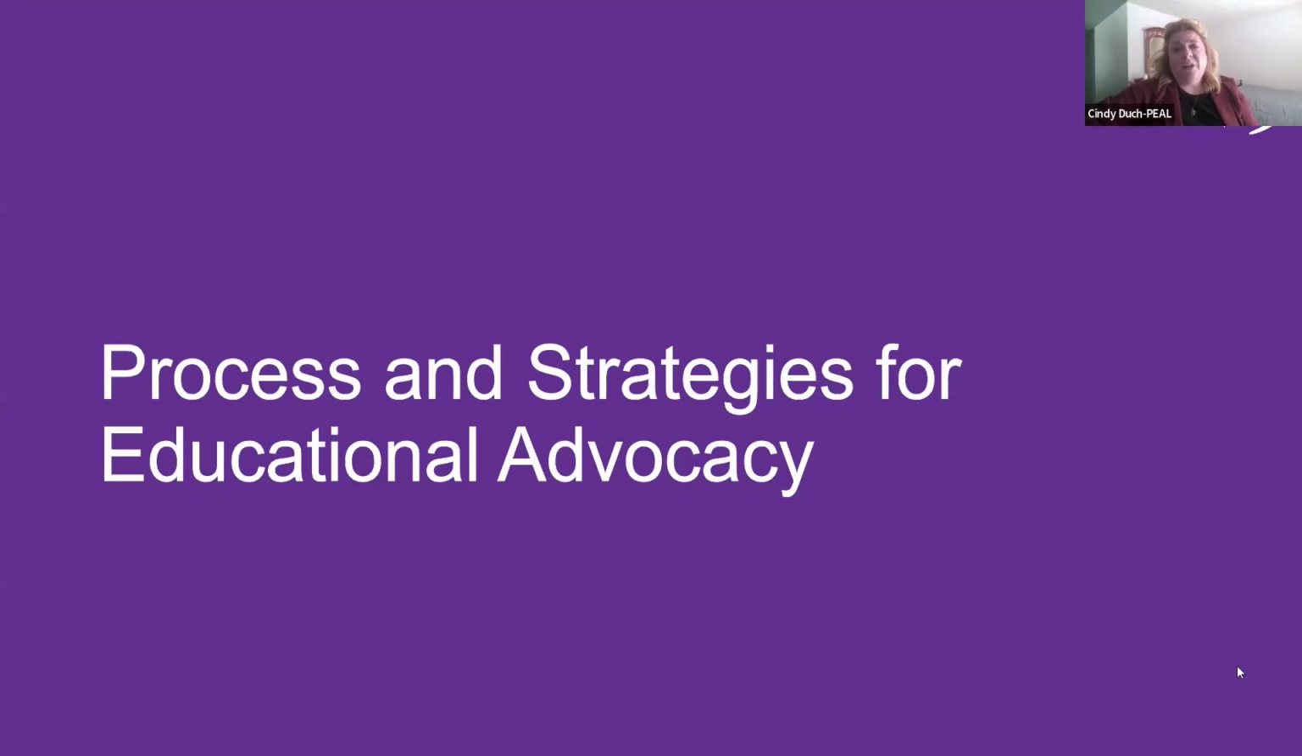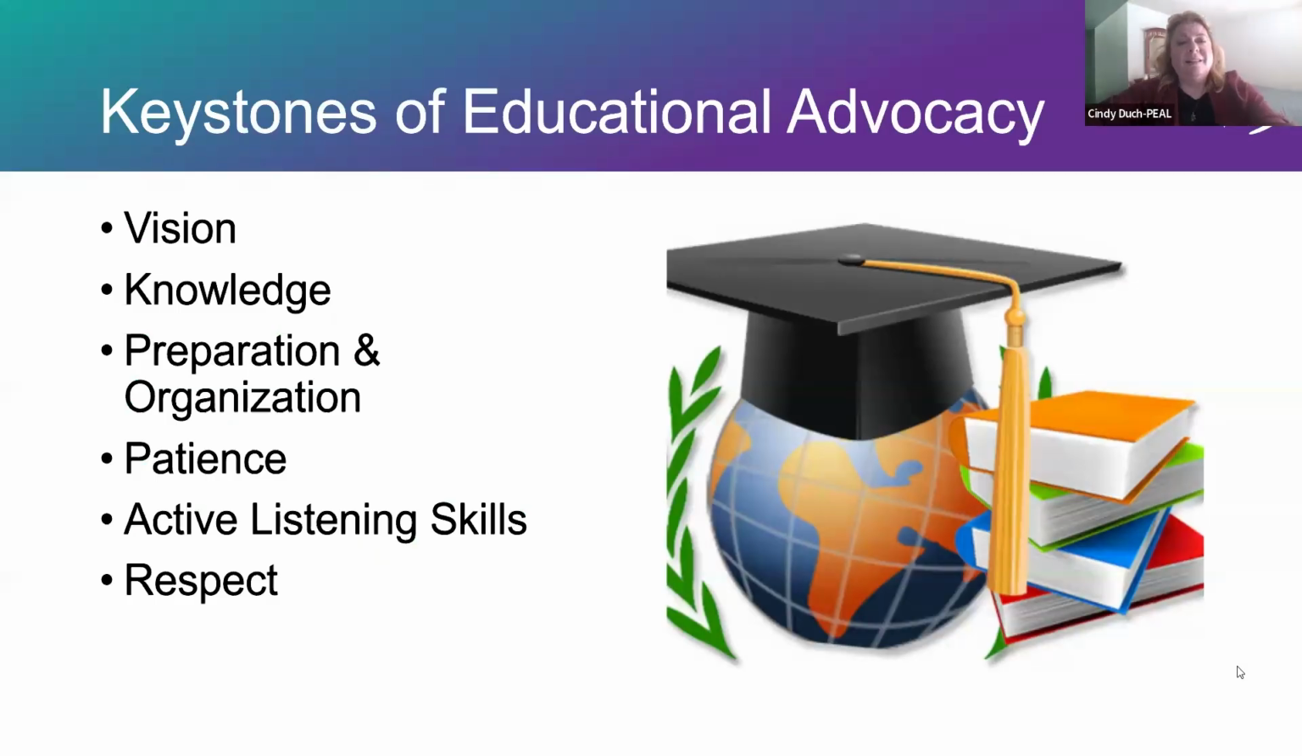So, process and strategies for educational advocacy. And again, this is what the Peal Center has come up with as far as these keystones for educational advocacy. Vision, knowledge. Where are you going to get that knowledge? Yep, from the Peal Center. Preparation and organization. No problem with you coming up with the agenda for the IEP meeting. You know what you want to ask. You want to ensure that those things are going to be discussed, and that your questions are answered in a way you understand. So that does take some prep and organization. You might want to share the agenda ahead of time as a professional courtesy with the other members of the IEP team so that they have answers for you when everybody comes together.